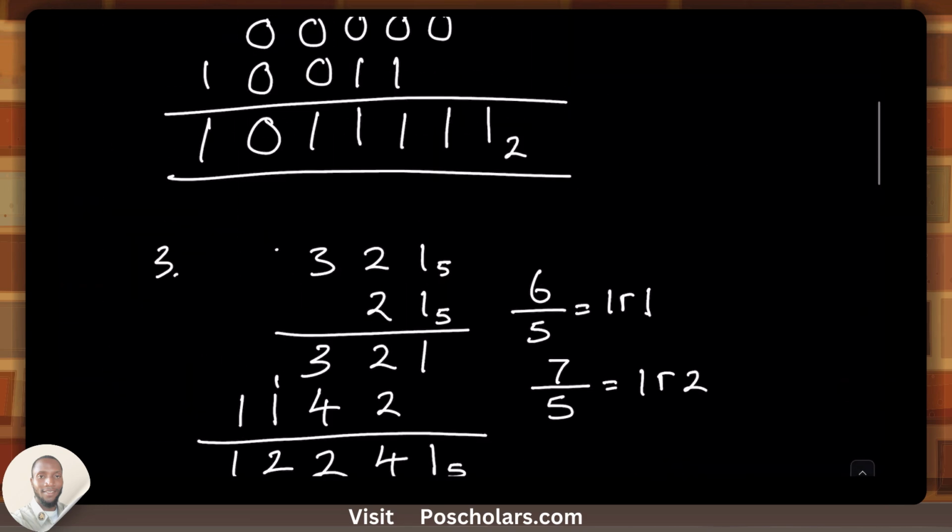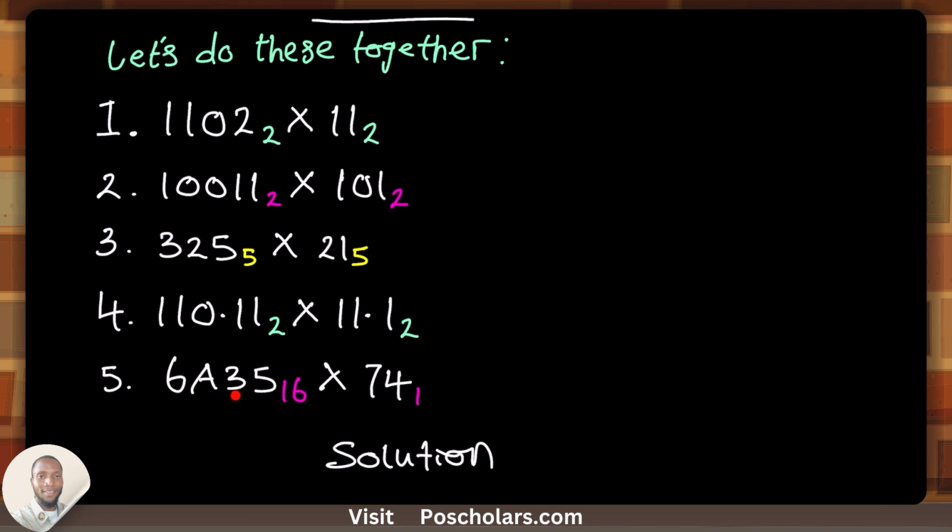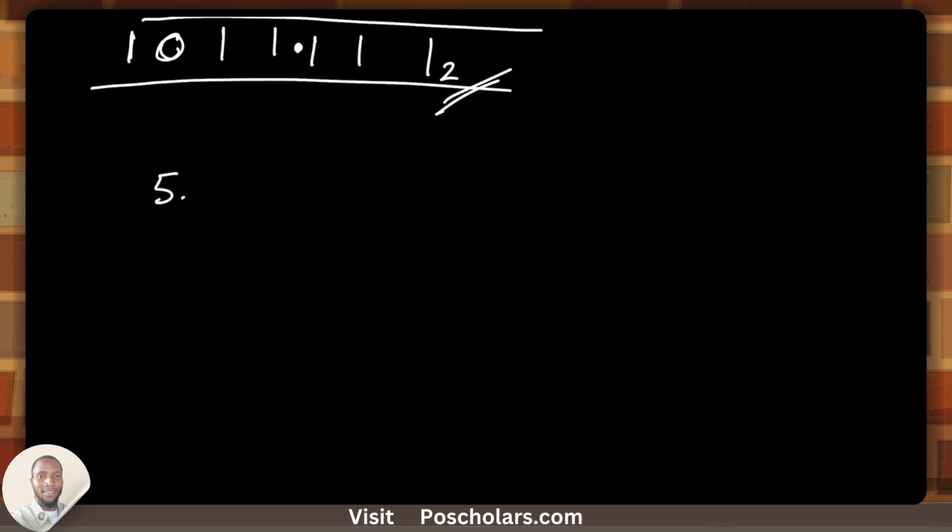Next, question 5. This is 6a35 base 16 times 74 base 16. Now let's solve. 6a35 base 16 times 74 base 16, right?